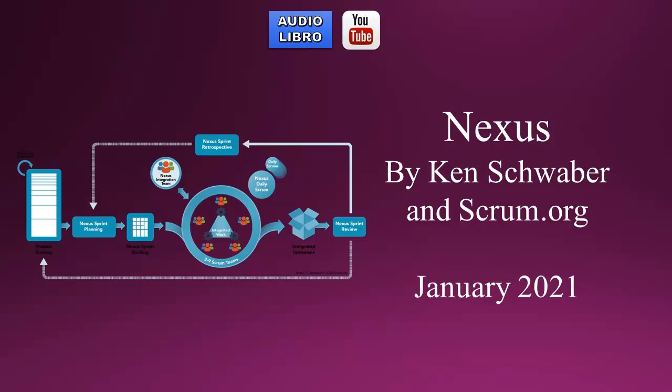Nexus events consist of the sprint. A sprint in Nexus is the same as in Scrum. The Scrum teams in a Nexus produce a single integrated increment. Cross-team refinement. Cross-team refinement of the product backlog reduces or eliminates cross-team dependencies within a Nexus.